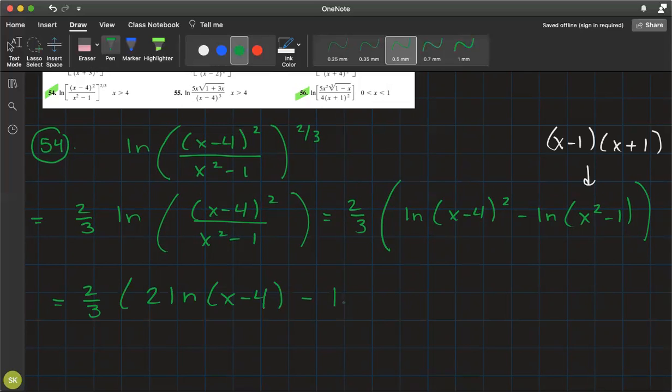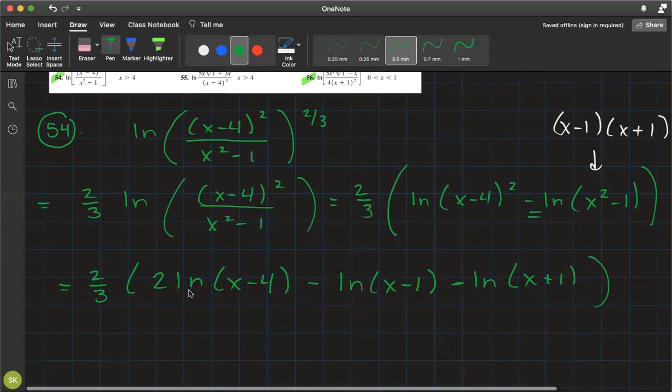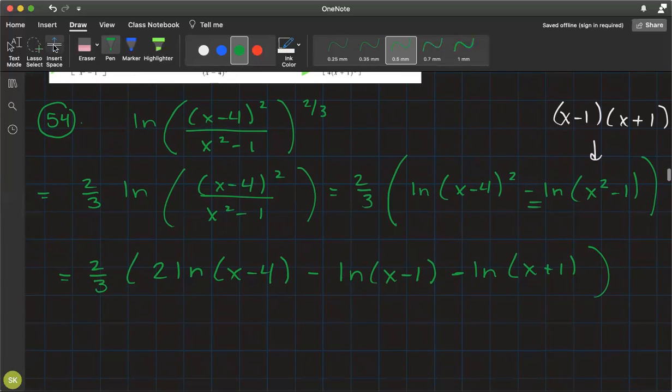subtract ln of x minus 1 plus ln of x plus 1. I'm breaking this log up. And notice I have this negative right here, so that negative has to be sent to everything. So we can get rid of this parentheses, but we will have to change this sign. Okay, and then I also have this 2/3 in the front.